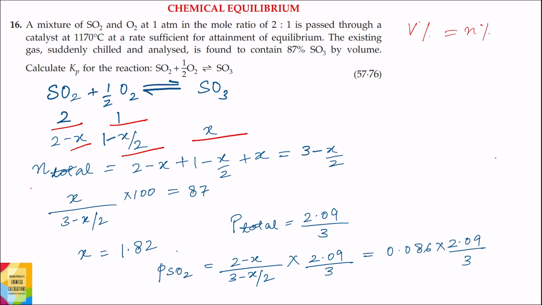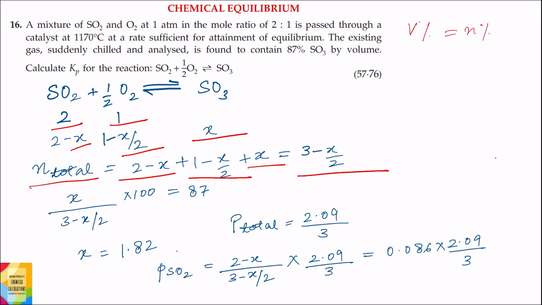Now total number of moles at equilibrium will be moles of SO2, that is 2 minus X, which is the remaining moles of SO2, plus moles of O2, that is 1 minus X by 2, which is the remaining moles of oxygen, plus moles of SO3 formed, which is equal to X moles. And this is equal to 3 minus X by 2. This is the total number of moles.